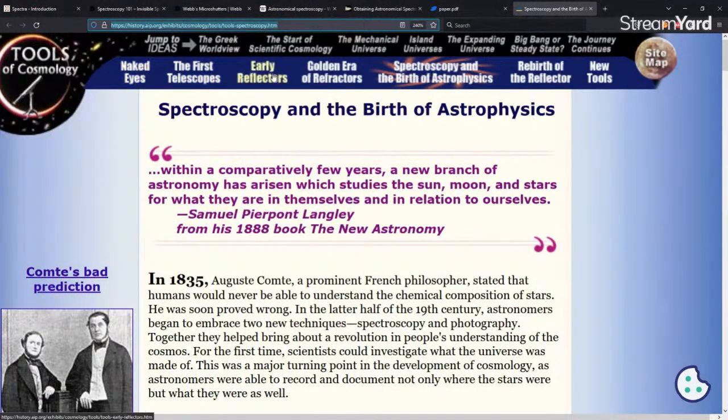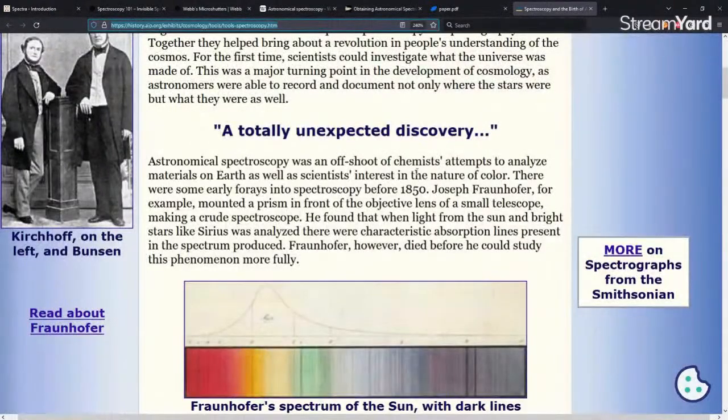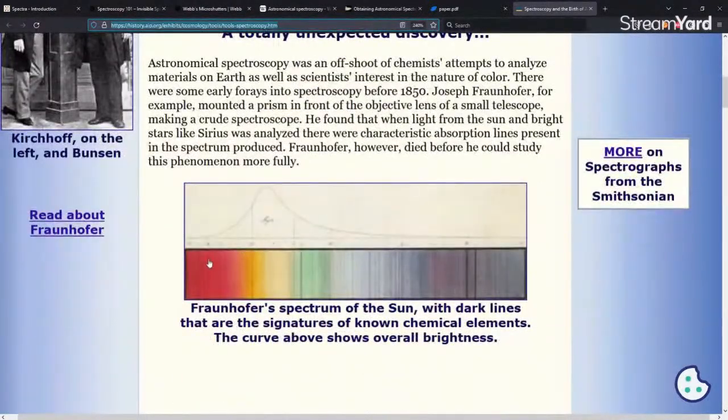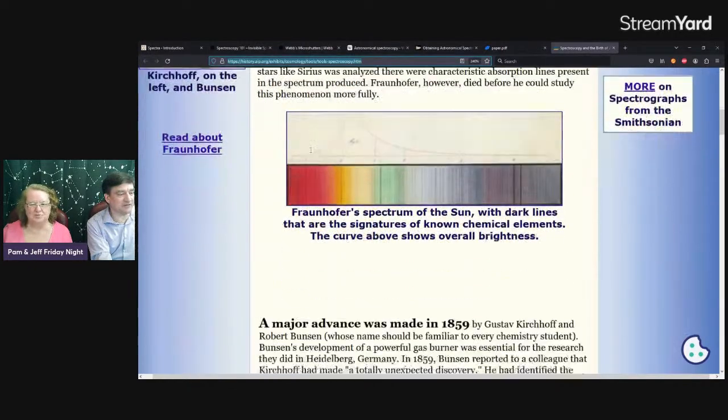Naked eye, first telescopes, early reflectors, golden era reflectors or refractors. There we go, spectroscopy and the birth of astrophysics. Because astronomy is looking at stuff. Astrophysics essentially started with looking at these spectra. Oh, that's not Secchi's, no, this is someone else. The first guy that noticed, I think, right? Yeah, and Bunsen was another one that worked on it. In fact, these are called Fraunhofer lines. No kidding. But Bunsen of the Bunsen burner fame was also into it.